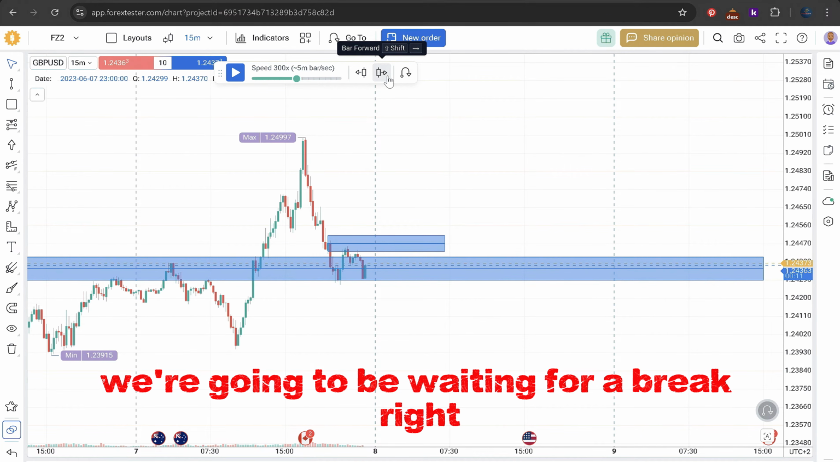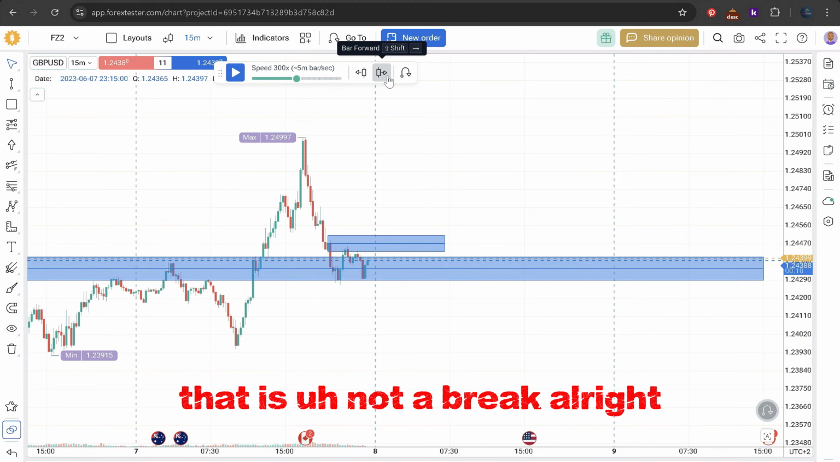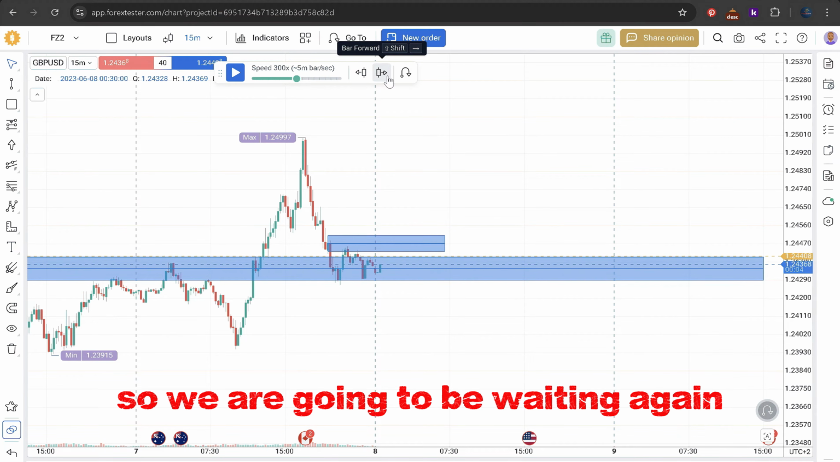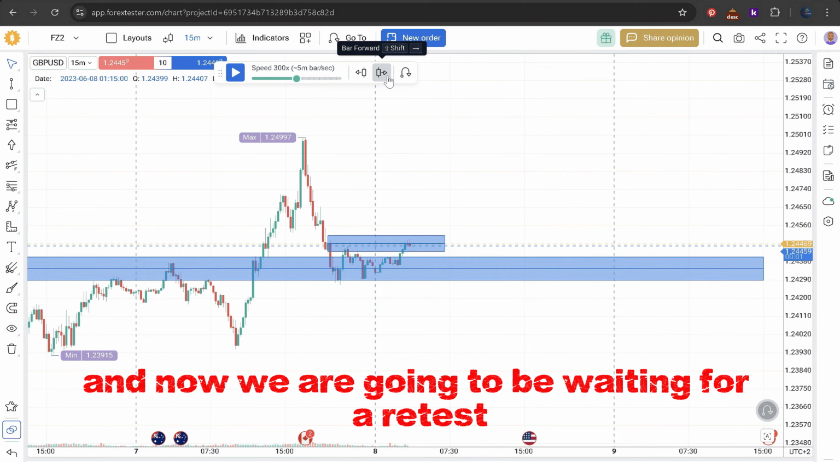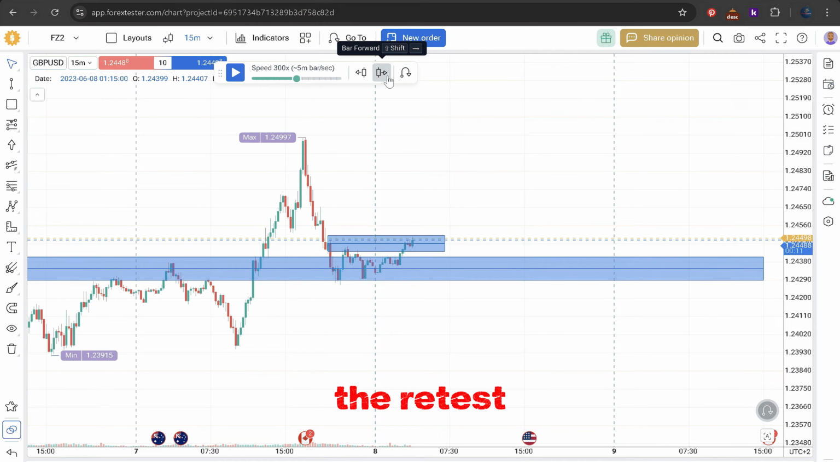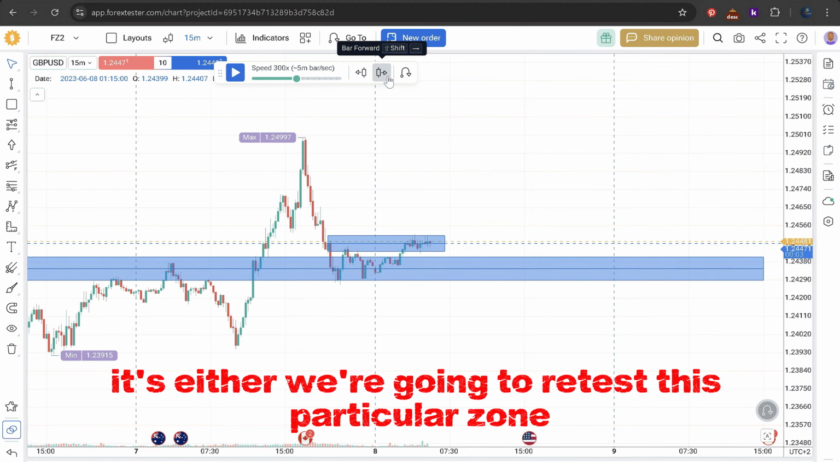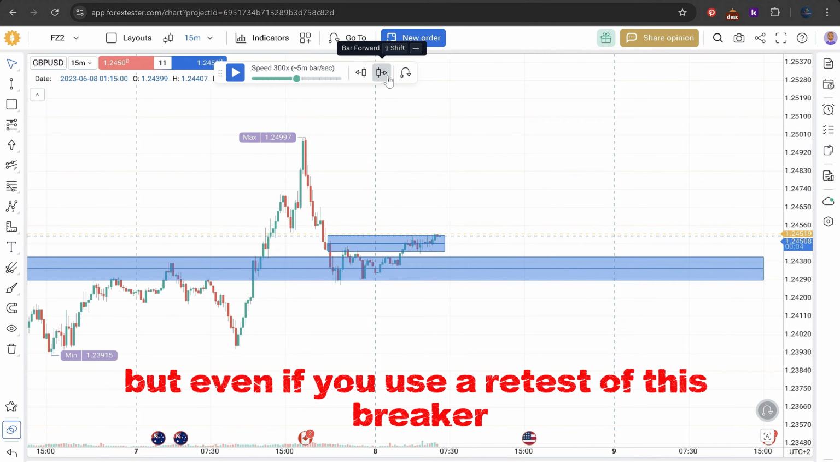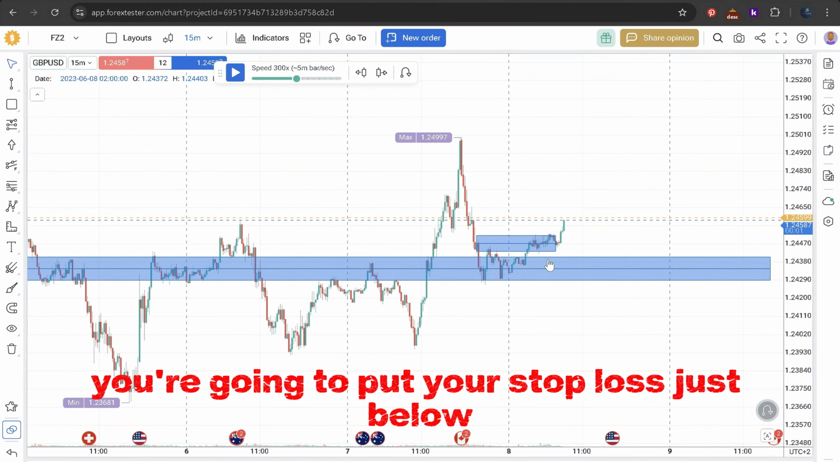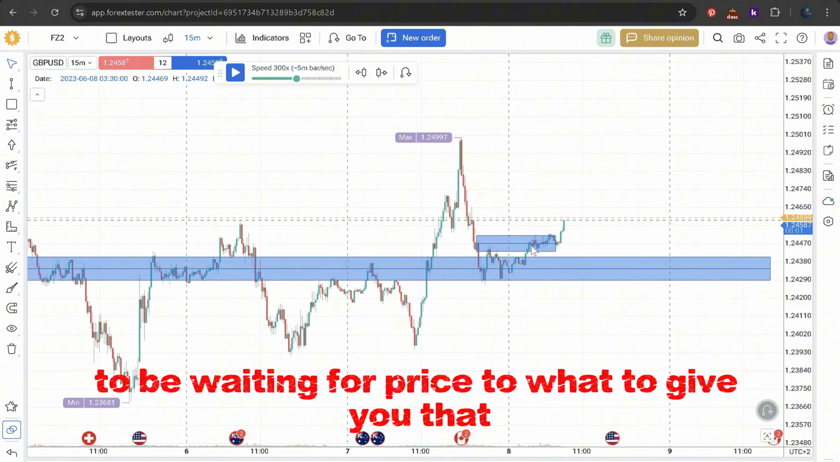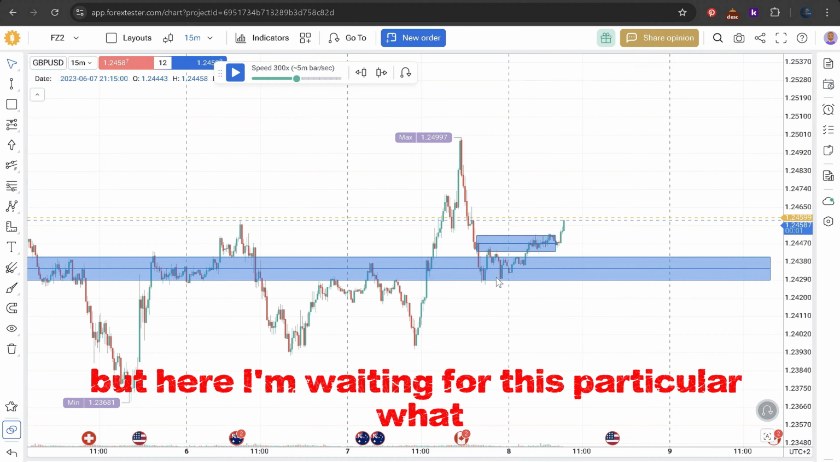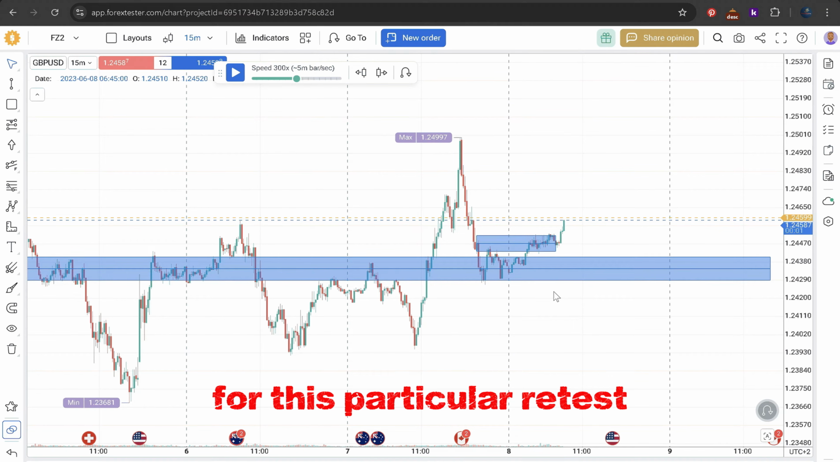We're going to be waiting for a break, right? That is not a break, all right? So we're going to be waiting again. Wait, yeah, now that's a break, and now we're going to be waiting for a retest. The retest, we're either going to retest this particular zone, but even if you use a retest of this breaker, you're going to put your stop loss just below, and wait for price to give you that. But here I'm waiting for this particular retest.